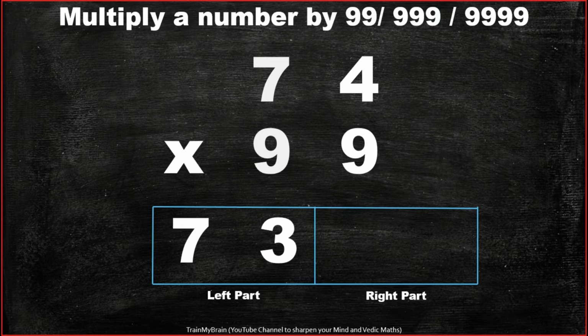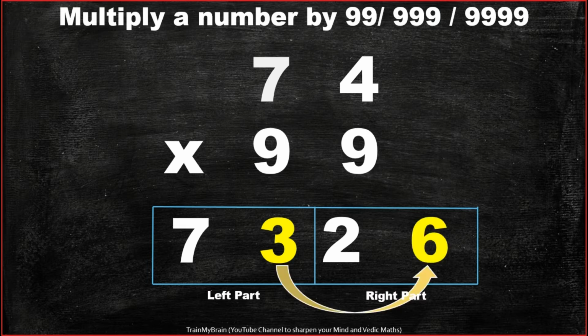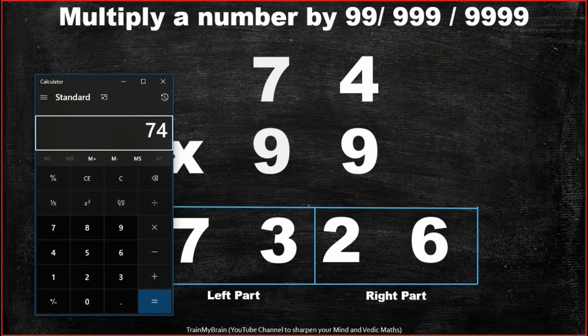Now for the right part, pick the first left digit 7. Subtract it from 9. 9 minus 7 will be 2. Next, pick another digit 3. Subtract again this from 9. 9 minus 3 will be 6. Let me show it to you. 74 multiplied with 99.